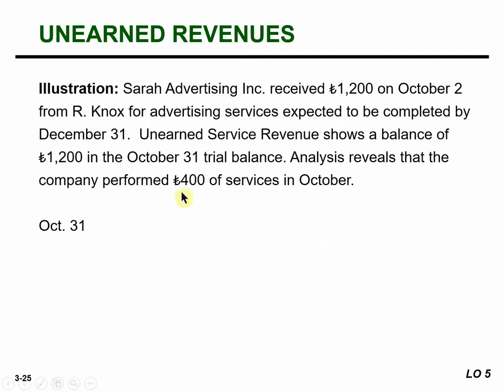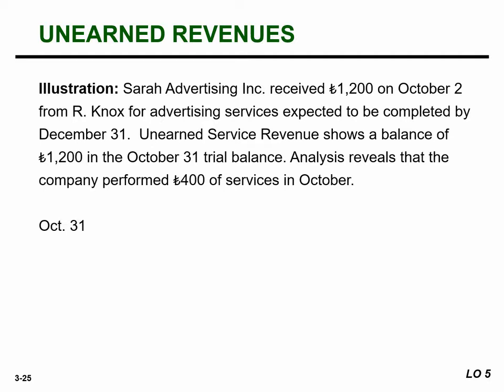So let's check this example that shows how we will do the adjusting entry for the unearned revenues. Sarah Advertising Incorporations received $1,200 on October 2 from R. Knox for advertising services expected to be completed by December 31. Unearned service revenue shows a balance of $1,200 in the October 31 trial balance. Analysis reveals that the company performed 400 pounds of services in October.